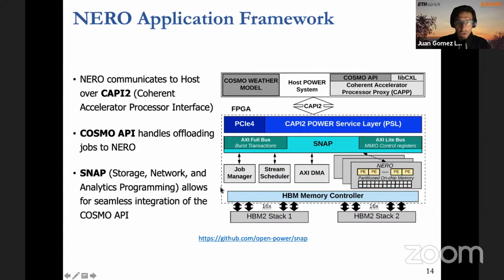And then if you take a look at the design on the FPGA, we use the Snap framework to orchestrate the whole development and integration in the system. And here on the right-hand side, you can see the different processing elements implemented by the Nero accelerator and some on-chip memory as well. These processing elements have access to the HBM stacks, two HBM stacks in this FPGA, via an HBM memory controller. And as you see, we have 16 pseudo channels for each of these stacks.